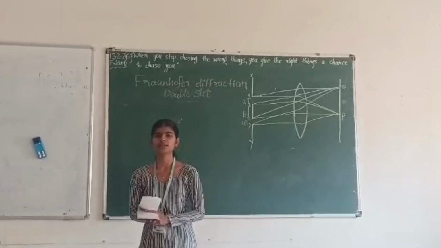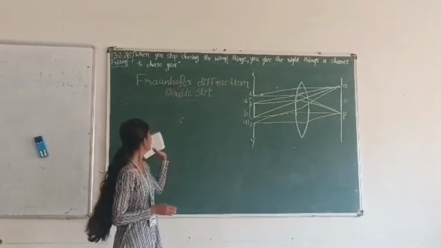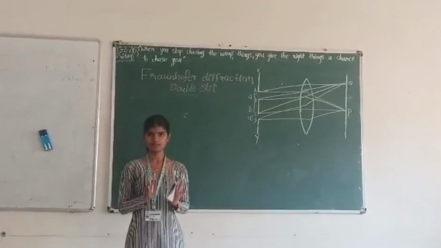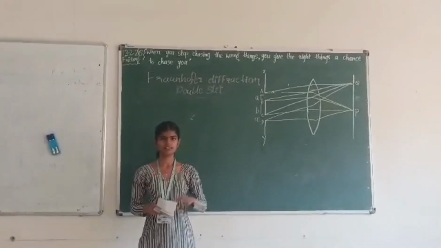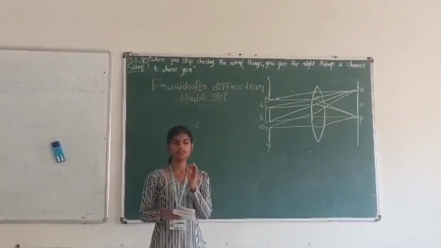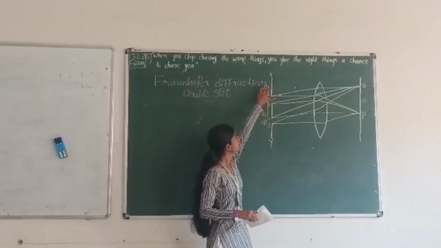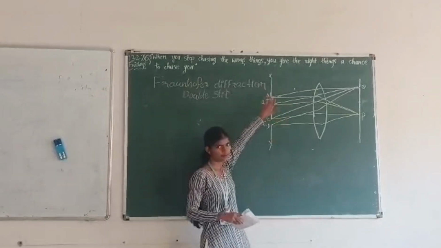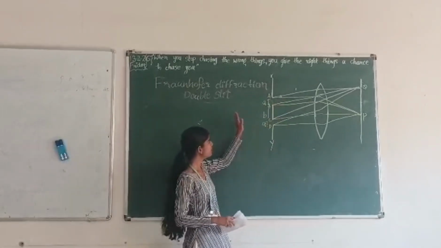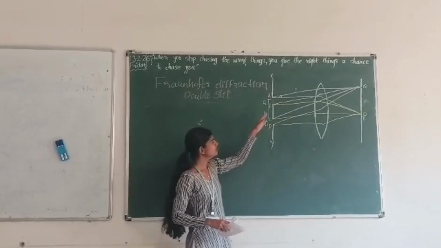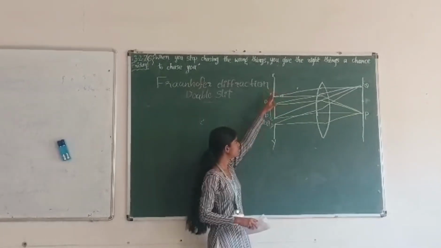Good morning. Today we are going to talk about Fraunhofer diffraction at double slit. Yesterday we already studied the Fraunhofer single slit diffraction. So here we have a surface which has double slits. A plane wave is incident on the surface of XY.